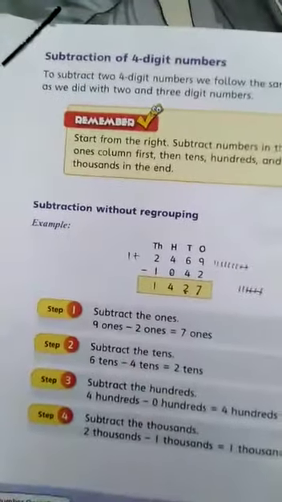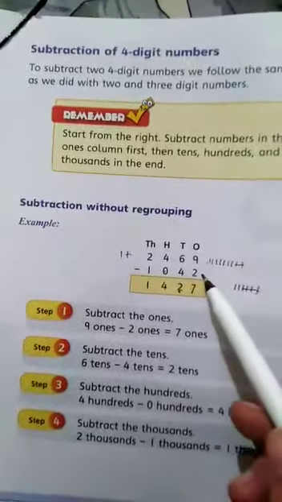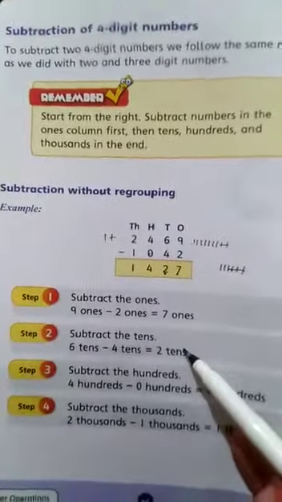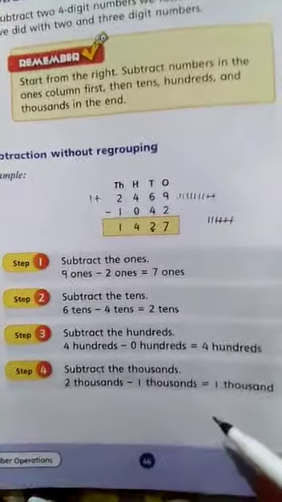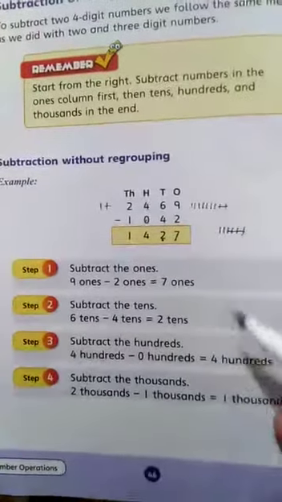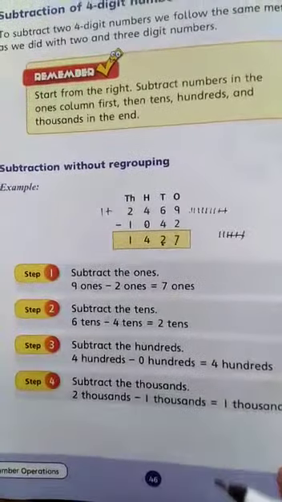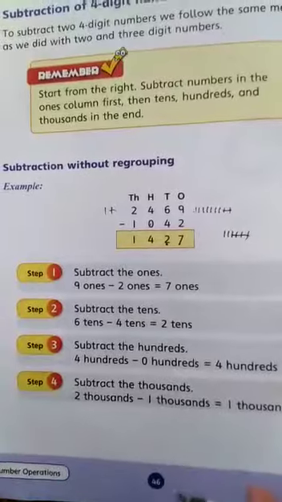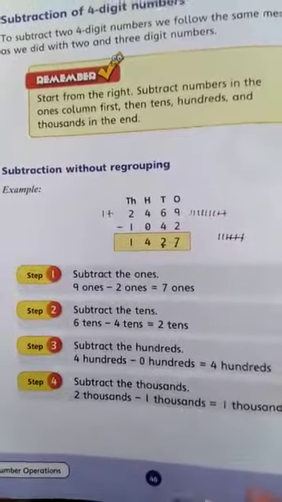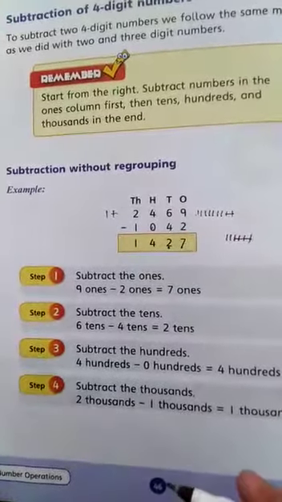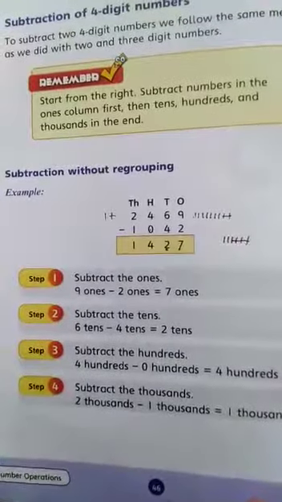This is the method of how you subtract. First subtract ones, then subtract tens, then subtract hundreds, and then subtract the thousands. This is the method. You have to follow this method while solving question number 4 on your book. Try to solve question number 4 by yourself. Still if you find any problem you can ask me.